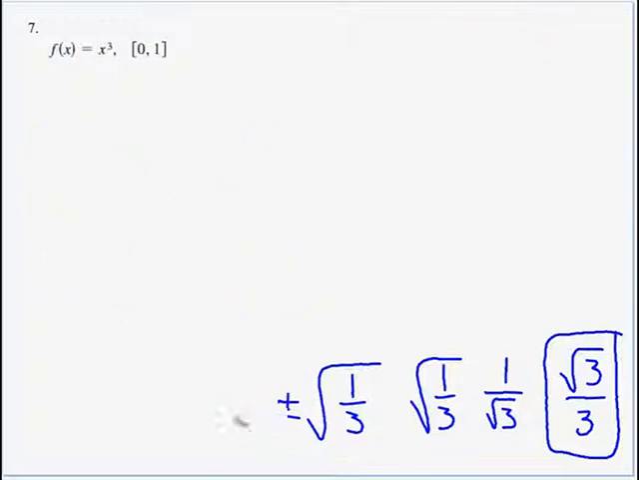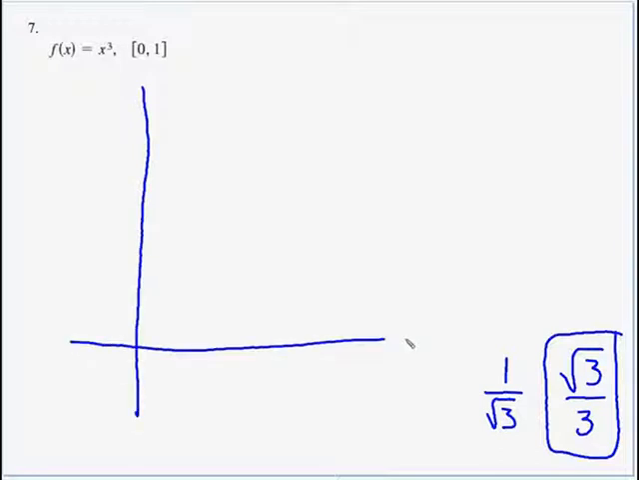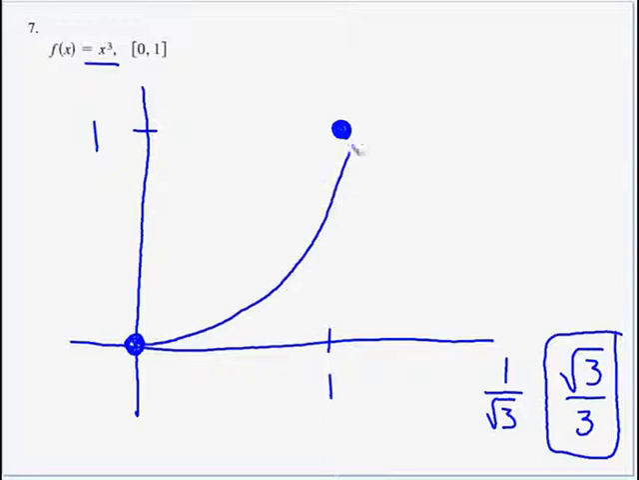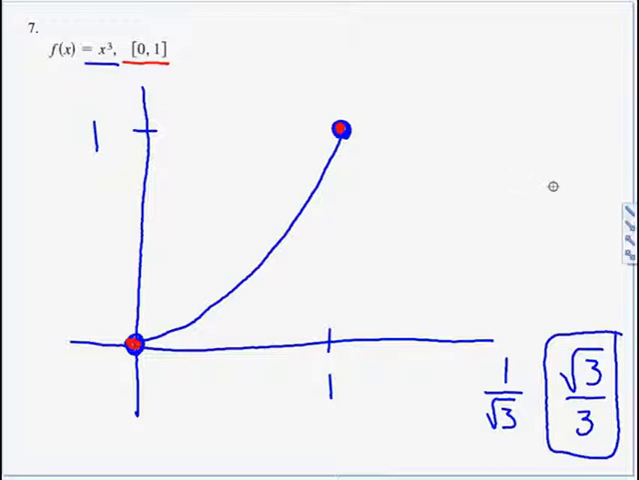Now these can be a little confusing. Let's think about this as a quick graph. Okay, we're stuck in the first quadrant from 0 to 1. Our function is cubed. 0 cubed is 0. 1 cubed is 1. And that graph is going to look a little like this. Nope, not quite that extreme, but close enough. Okay, and what we did first is we found our endpoints, (0, 0) and (1, 1), and we found the slope between those points.